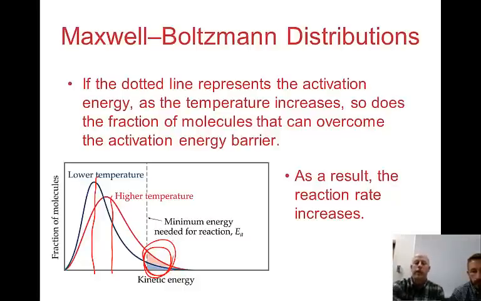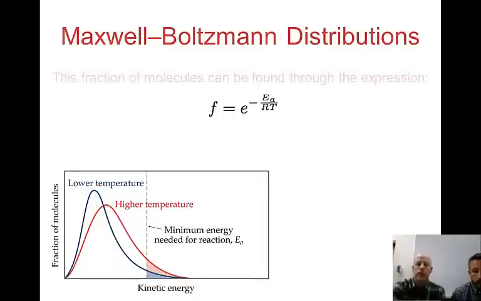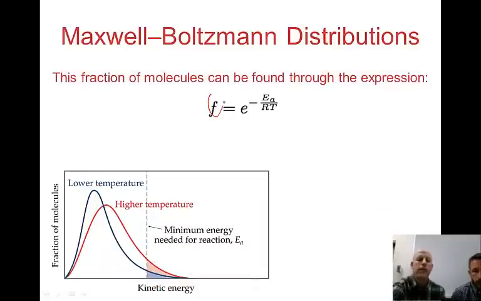Now we can actually calculate the fraction of molecules that do have this sufficient activation energy, and that's going to be done with an equation called the Arrhenius equation. The Arrhenius equation is shown here by the fraction of molecules, f, that have sufficient energy to overcome that activation energy, these molecules right here. The fraction is going to be represented by e, which is the natural logarithmic e. E sub A is going to be your activation energy. Your R value is your gas law constant.